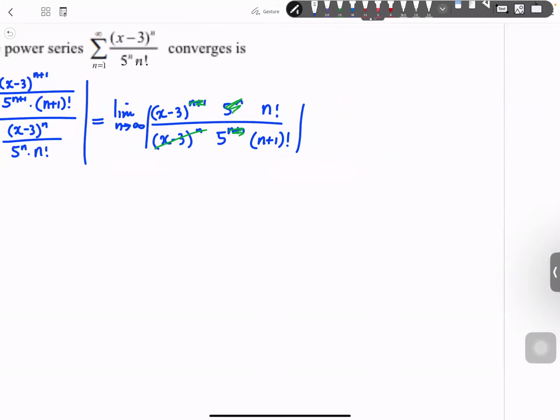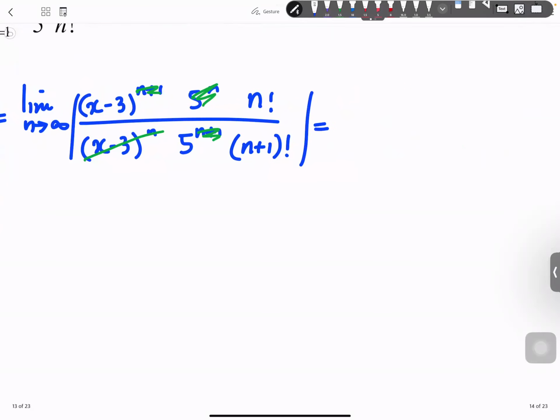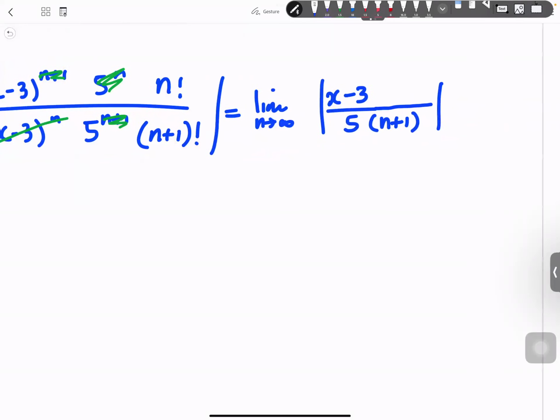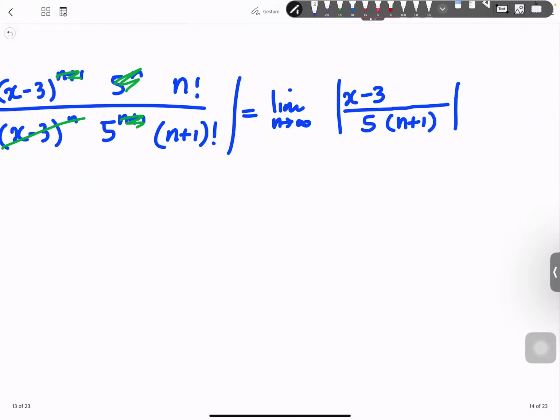So what I get here is the limit as n goes to infinity of |x minus 3| divided by 5, and then we also have an n plus 1 in the bottom. All right, so look at this limit. If we plug in infinity for n, where does this limit go?